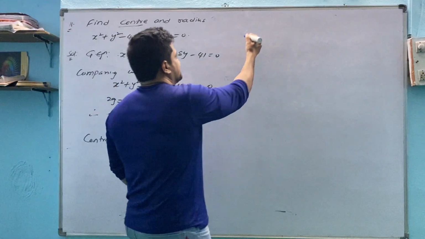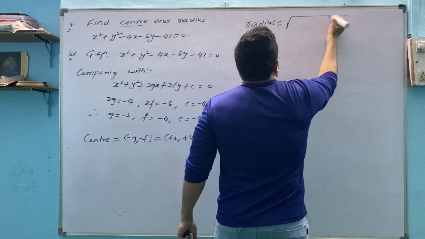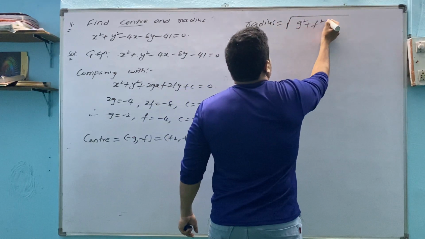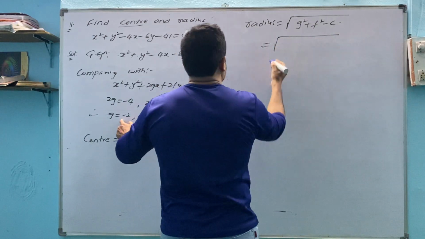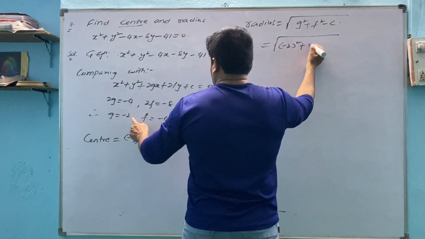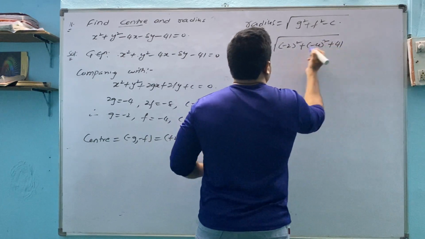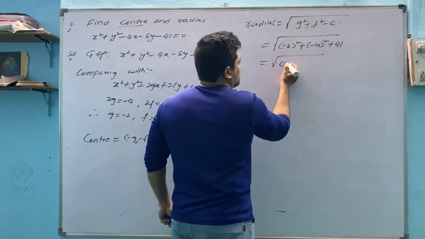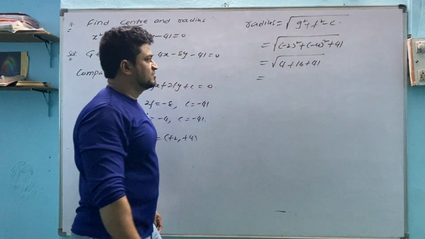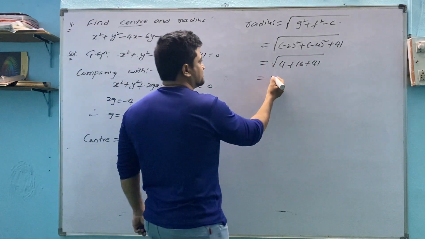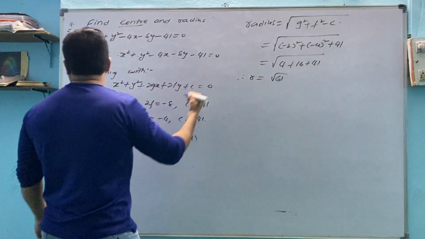Then the radius. For the radius I have given you the formula: root over g square plus f square minus c. So this will be root over g square plus f square minus c, minus of minus 41 is plus 41. So this is 4 plus 16 plus 41. So how much do we have? Root over 61. So this is the radius.